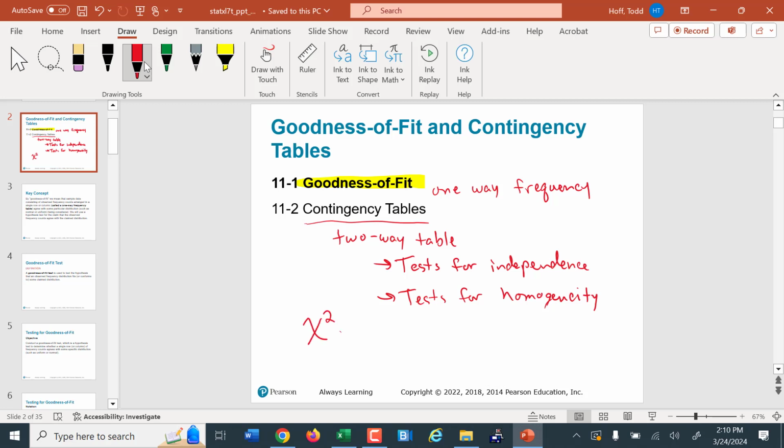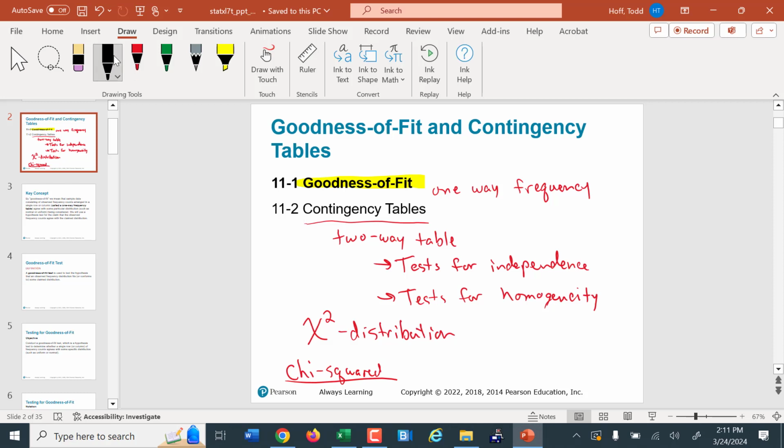is the chi-squared distribution. So that symbol that looks like a scripted X is the Greek letter chi. It's spelled C-H-I, but it is pronounced chi. And of course, the 2 means it's squared. And we'll look at that distribution as we go on.